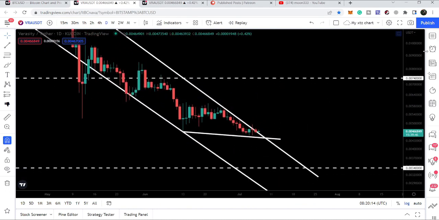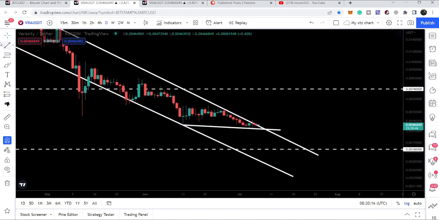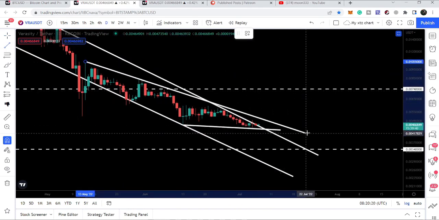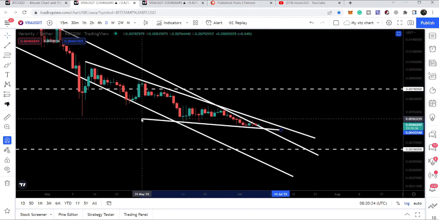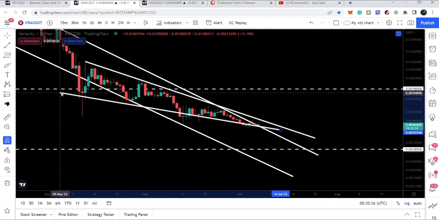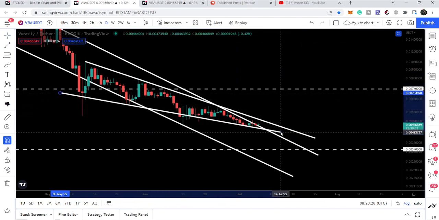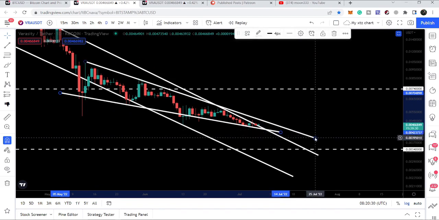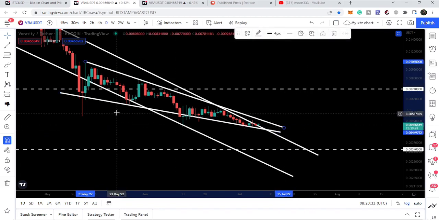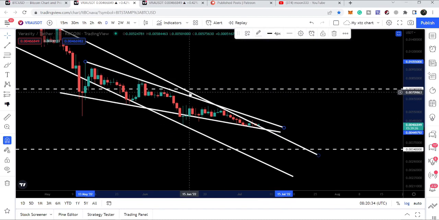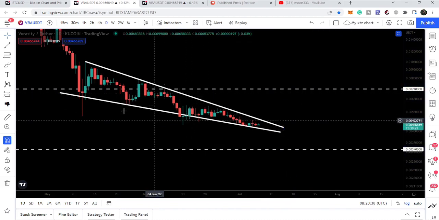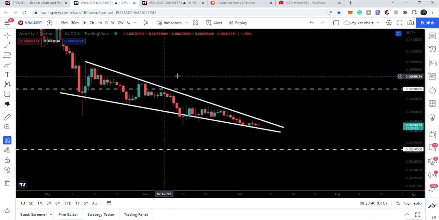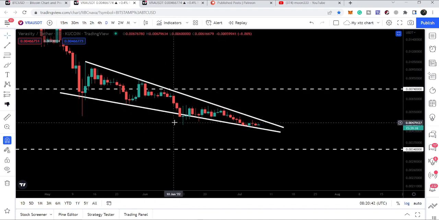But we also have another resistance that I was showing you in my last video, that is the resistance of this downtrend line, and this support of this downtrend line we have here, and we have another resistance here, and this is the formation of the falling wedge pattern. If I remove the other trend lines of this down channel, then you can see this falling wedge pattern is very clear and easily visible right now.